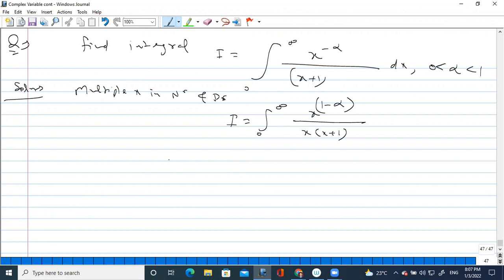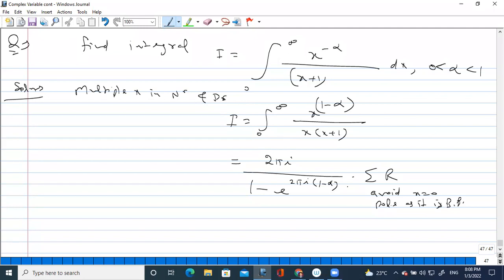So here, the formula for that will be: the answer is 2 pi i divided by 1 minus e to the power 2 pi i times (1 minus alpha), because 1 minus alpha is the complete power, into the summation of residues. And in the summation of residues, again, because this is x to the power something, x equal to 0 is the branch point, so avoid the x equal to 0 pole as it is a branch point. So this will be the formula.